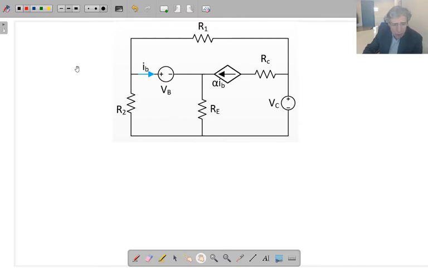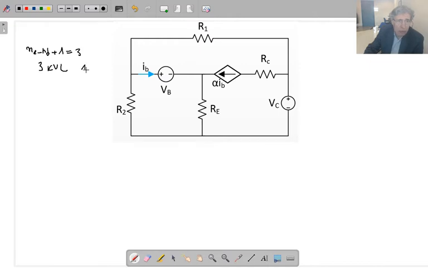So how many equations do we have? E minus ND plus 1 is equal to 3, isn't it? So we are going to write 3 Kirchhoff voltage law equations. First step.